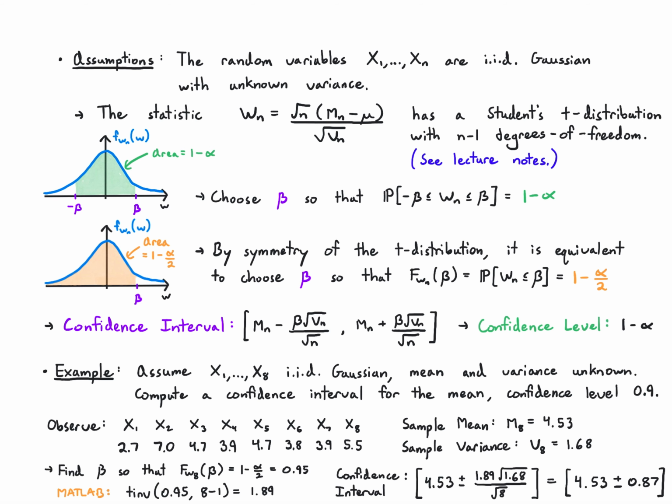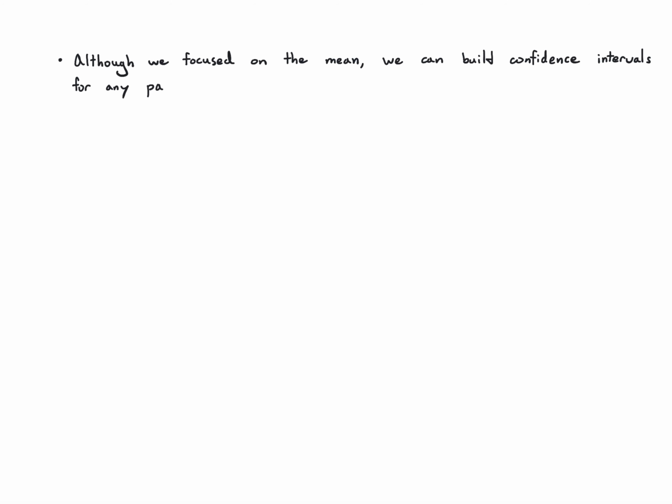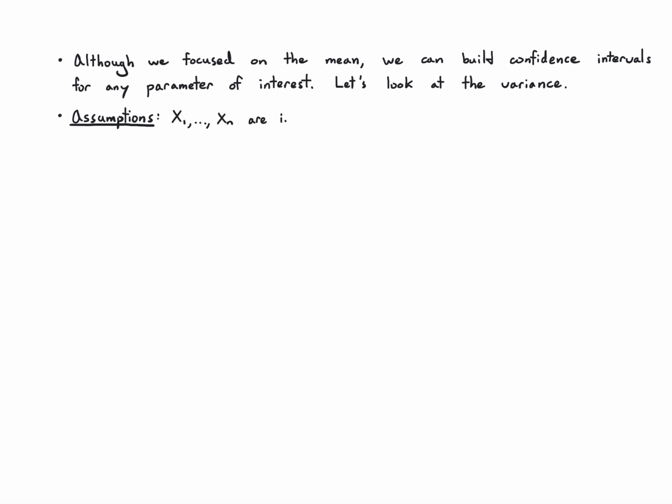Okay, so now we're just going to end here by doing one more thing, which deviates a little bit from what we've been saying. So we focused on the mean, but what if we want to build a confidence interval for something else? Maybe I have some other parameter or function I'm interested in. Let's just look at the variance. So we'll just end by looking at confidence intervals for the variance. Let's say x1 through xn are IID, Gaussian, and they have unknown mean and variance. I don't know the mean, I don't know the variance, I want to know the variance.